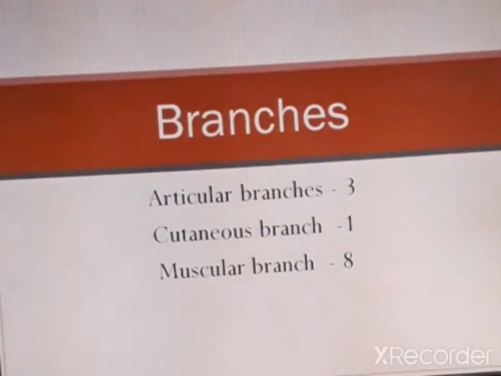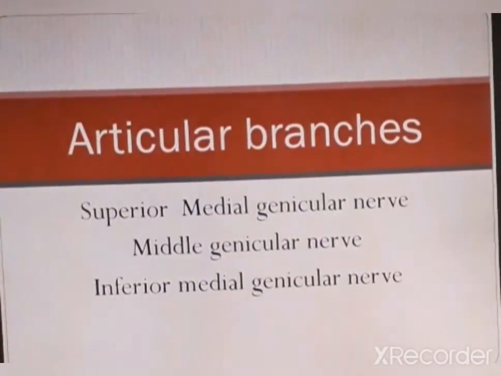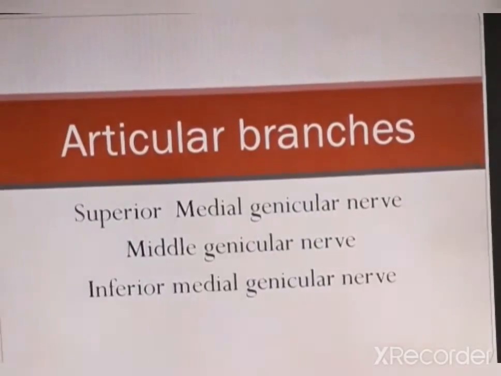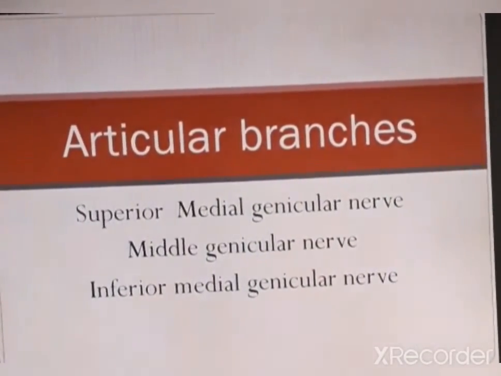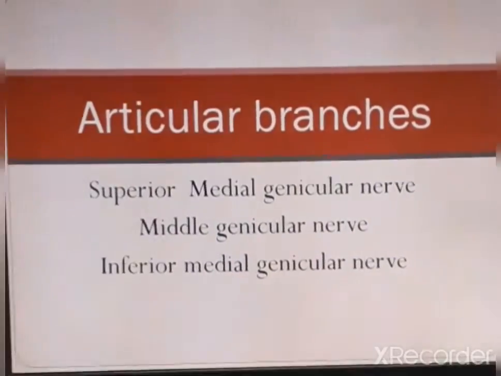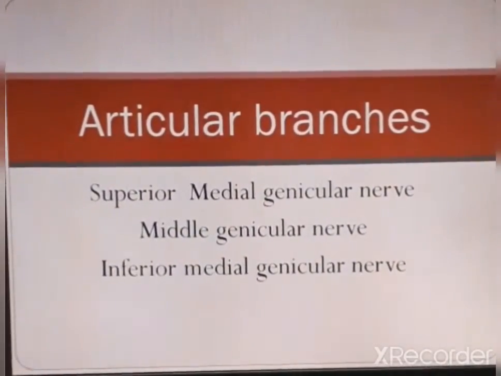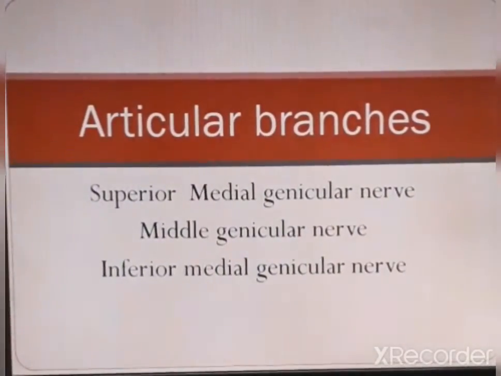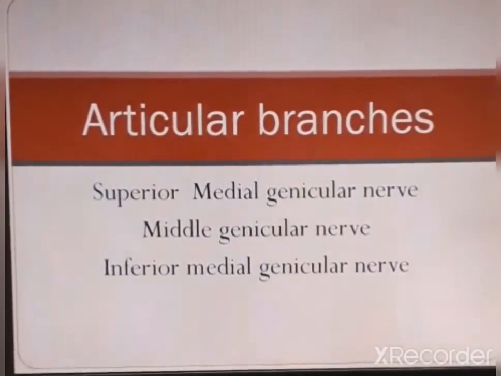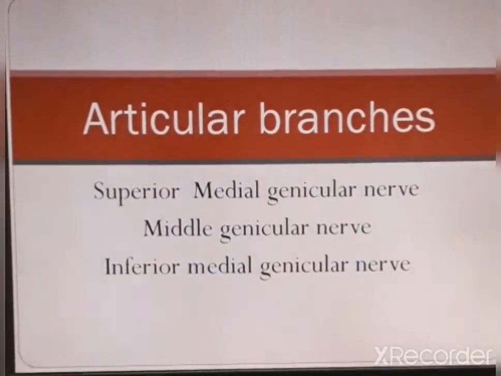Branches of tibial nerve. This tibial nerve has 3 articular branches, 1 cutaneous branch and 8 muscular branches. The 3 articular branches are superior medial genicular nerve, middle genicular nerve and inferior medial genicular nerve. From the name articular branch, we can clearly understand that it is going to supply joint structure. The term genicular also means the same.